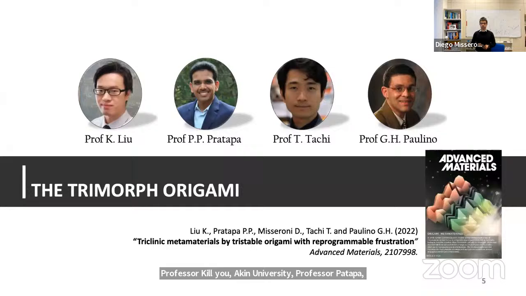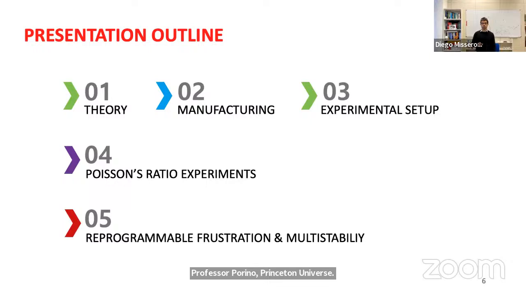This is a brief outline of what I'm going to present later on. So I will start by introducing the theory behind the triamorph pattern. Then I will show the manufacturing method that we developed to create the tessellation, then the experimental setup that we conceived to test this highly deployable system. Then I will show some experimental results. And in the end, I will show that due to the intrinsic geometry of the triamorph cell, we can obtain reprogrammable frustrated states and multistability.